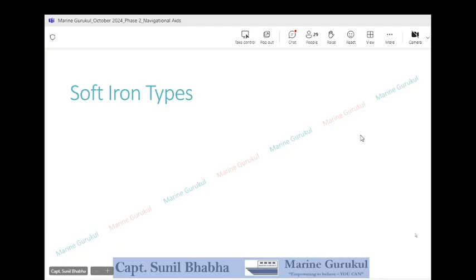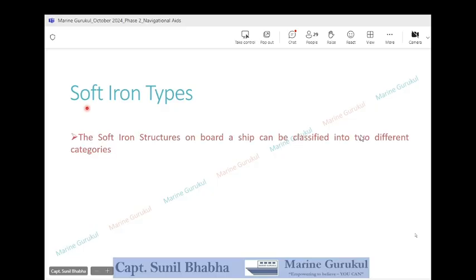Now we are going further into the soft iron and hard iron structures, because this is a very important concept to understand the working as well as the correction of the magnetic compass.